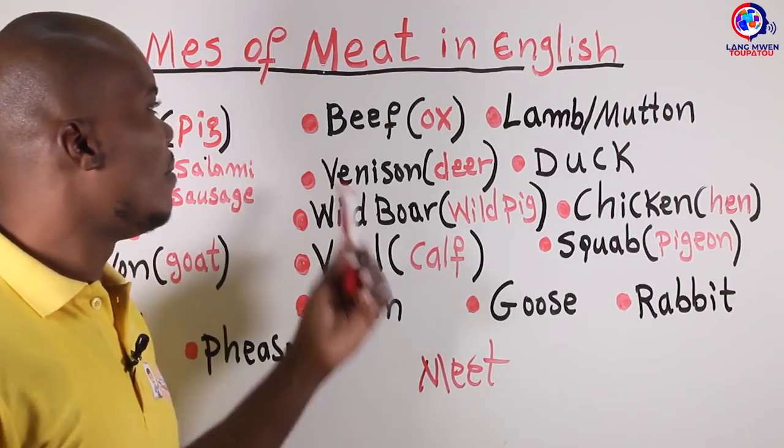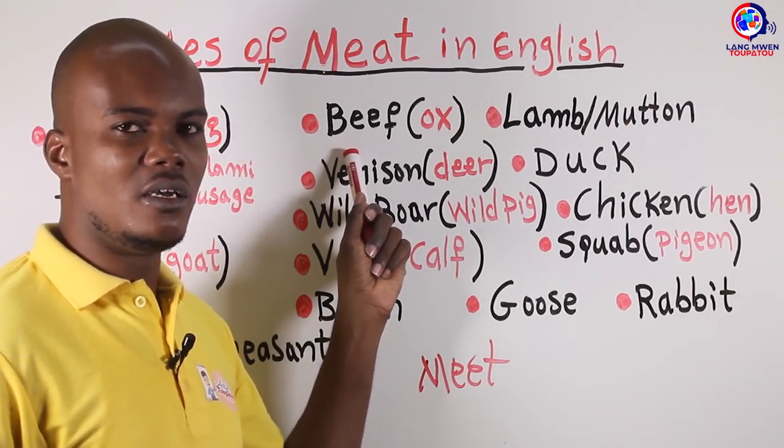Beef. Beef is a meat. Meat of what? Meat of the animal ox.